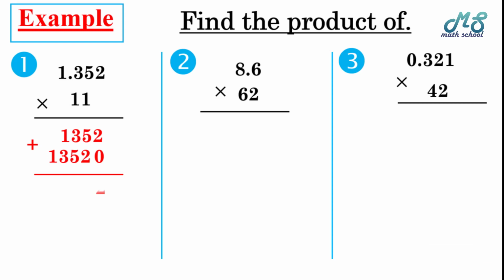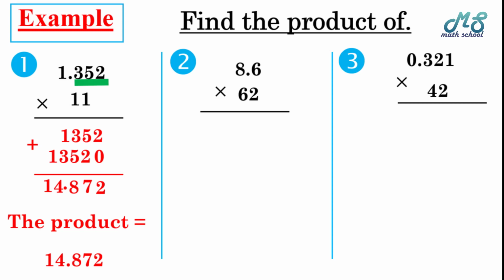2 plus 0 equals 2, 5 plus 2 equals 7, 3 plus 5 equals 8, 1 plus 3 equals 4, and bring down 1. Don't forget, guys, to insert the decimal point according to the decimal factor. Keep your eye on the decimal factor. It will be 1.352. We have 3 decimal places. Now, guys, just insert the decimal point after 3 digits from the right. It will be 14872. Inserting the decimal point, now the product equals 14.872.